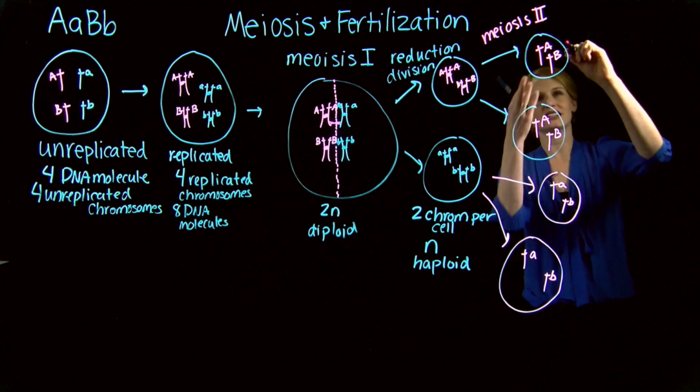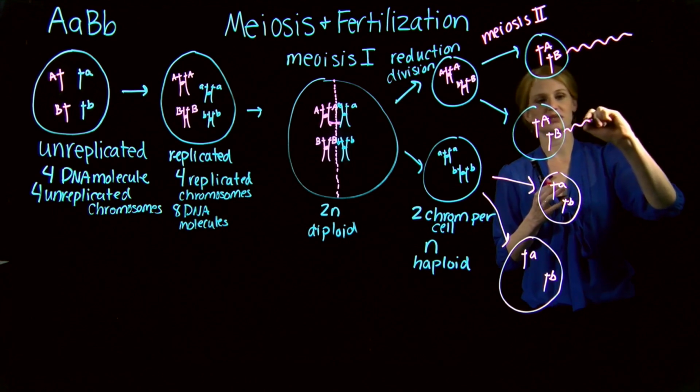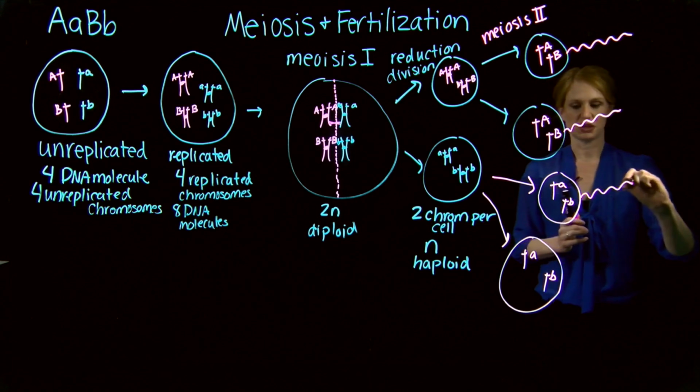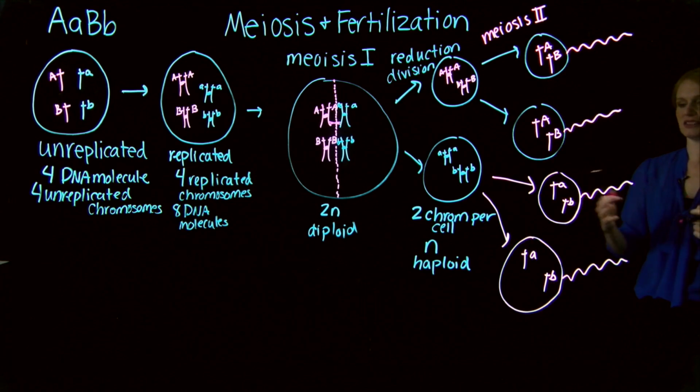Nothing happens to the DNA in between the time that meiosis ends and the sperm forms. So all that's happening is that the cell is maturing into sperm. And notice that each of these sperm have 1 copy of every gene.